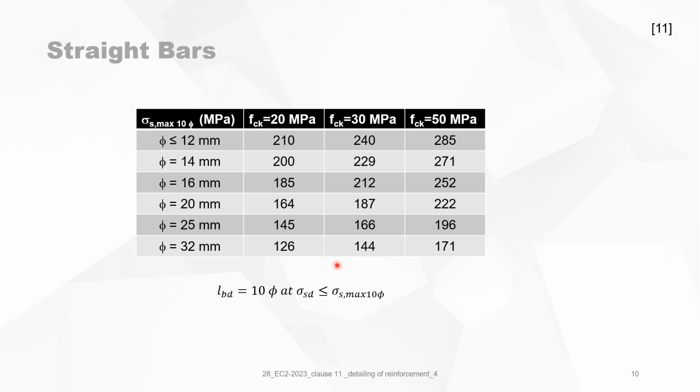This is handy. You can use this table because when you have a support where the steel stress is almost going from 0 to 200 or something like that, then you can see immediately where you need only 10 times the diameter as an anchorage length, and it makes it easy instead of calculating the whole formula.